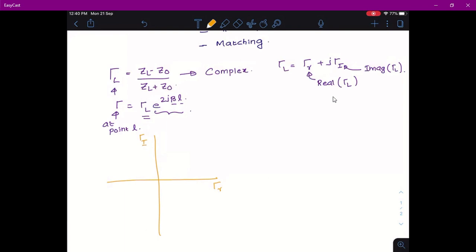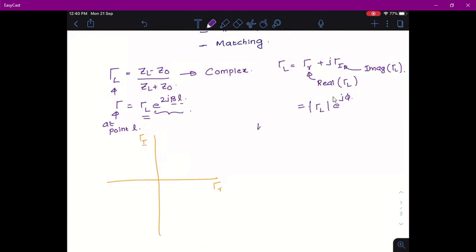Okay, fine. So now the question is, we have already seen that any complex number can also be represented as the product of its magnitude and e raised to j phi.